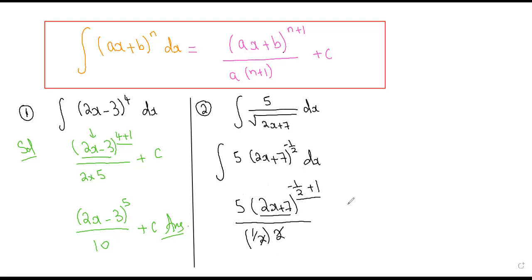So this 2 and this 2 would be cancelled. And finally, we are going to get 5 under the root 2x plus 7 plus c. This is going to be the integration of this factor. Yes, any doubts about this? Okay, very good. Let's talk about the last question for today.